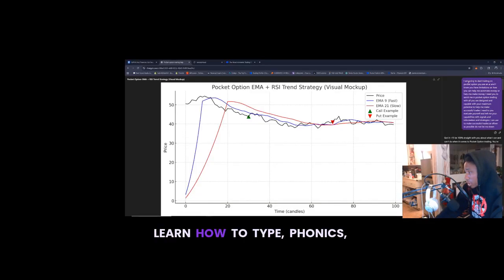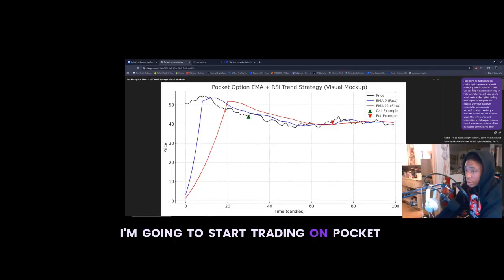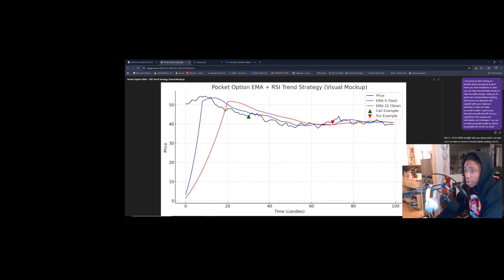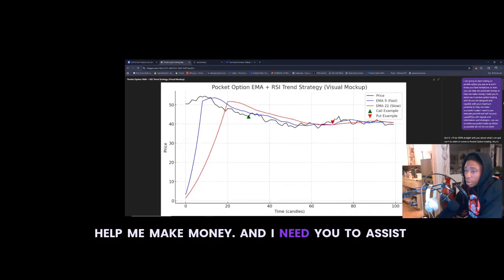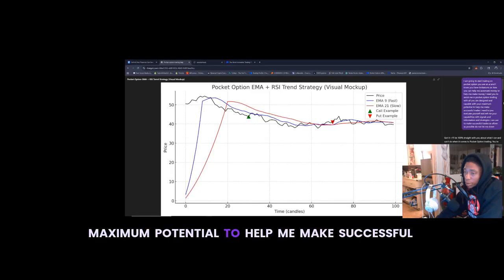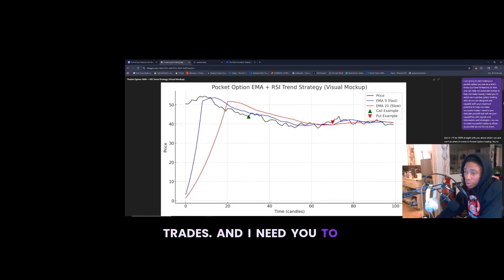Don't know how to prompt, learn how to type, phonics, literacy, and all that. Use your mind. So it says, I'm going to start trading on Pocket Option, and you are an AI, and I know you have limitations on how you can help me make money, and I need you to assist me in Pocket Option trading with all you are designed and capable with your maximum potential to help me make successful trades, and I need you to evaluate yourself and tell me your capabilities with signals and information and strategies I can use to make successful trades as often as possible. Do not let me down.